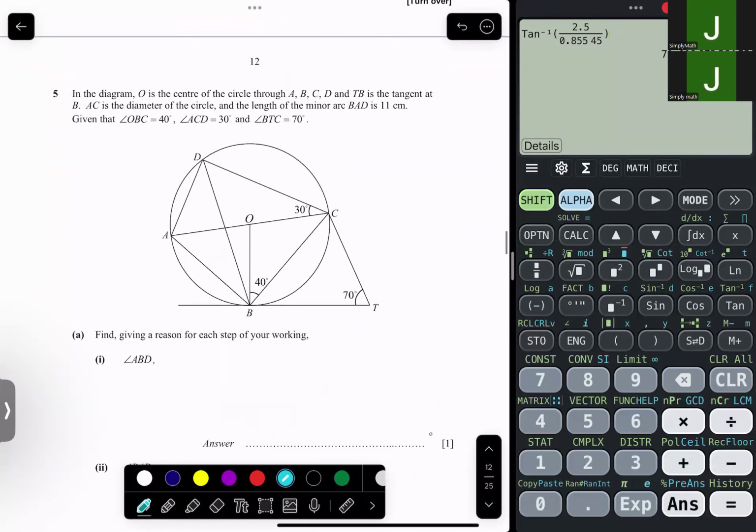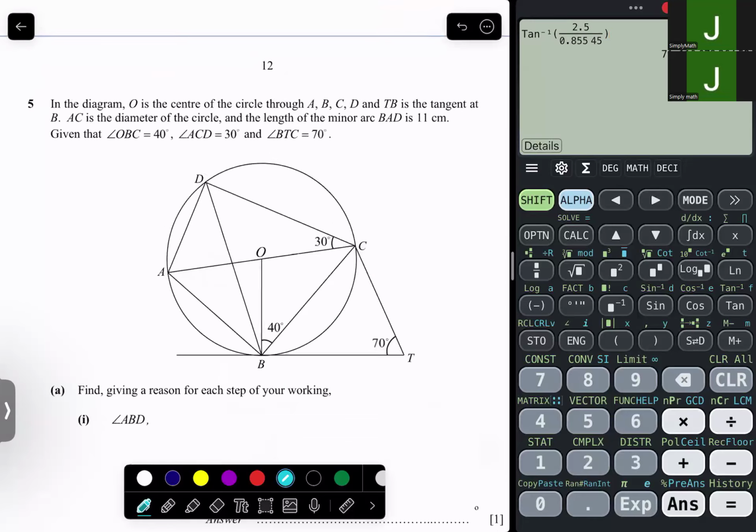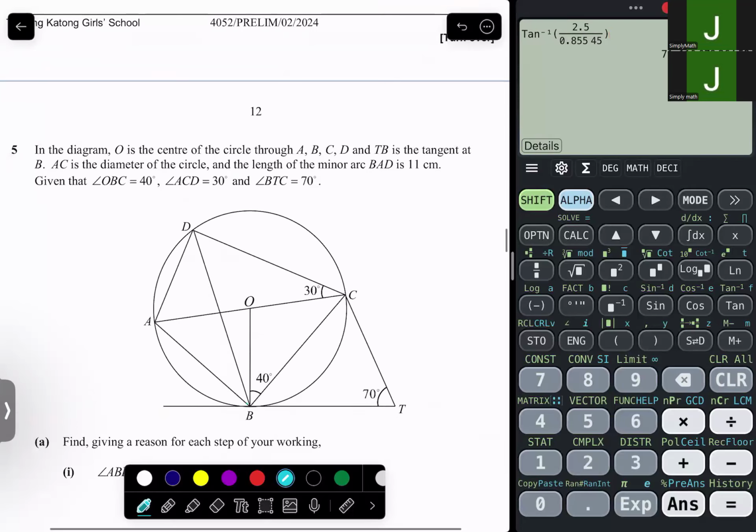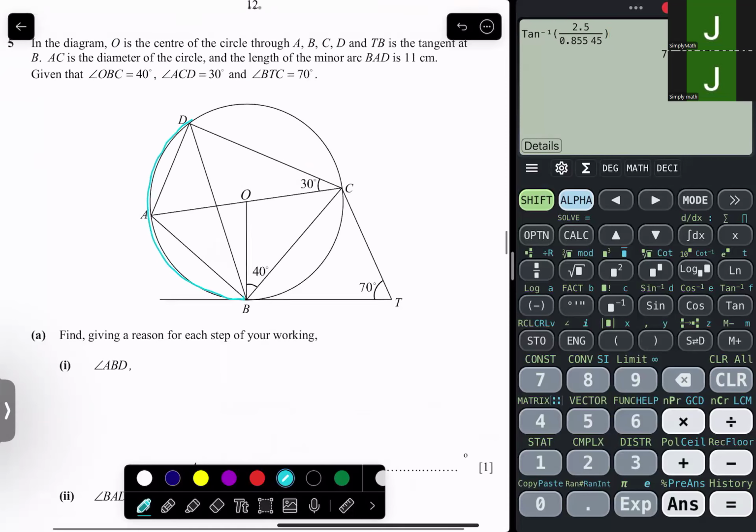Question 5. In the diagram, O is the center of the circle ABCD and TB is a tangent at B. AC is the diameter of the circle and the length of the minor arc BAD is 11 cm. So which is this part, I think, right? Minor arc BAD equals to 11 cm. Given that OBC equals to 40 degree, angle ACD equals to 30, BTC equals to 70. Find angle ABD.